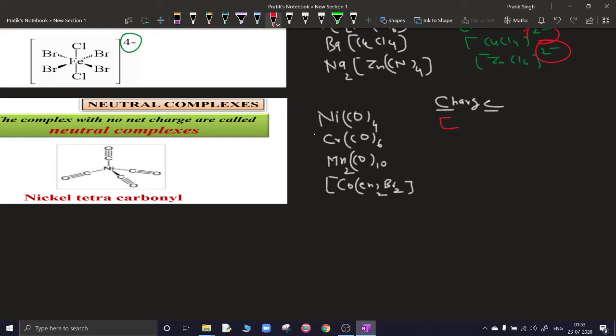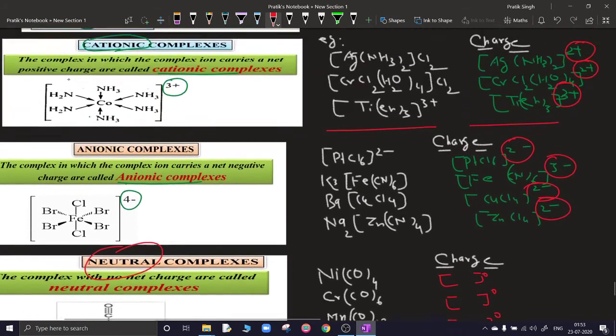At last, students, there is no charge on these complexes. So these all have zero charge. In short, mostly these are metal carbonyls. Since metal carbonyls have zero charge, they are all referred to as neutral complexes.